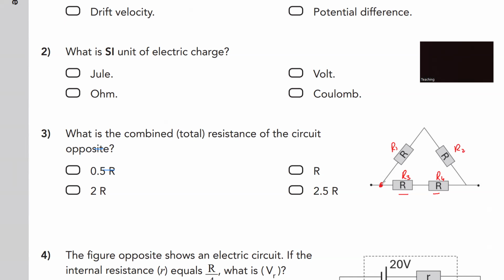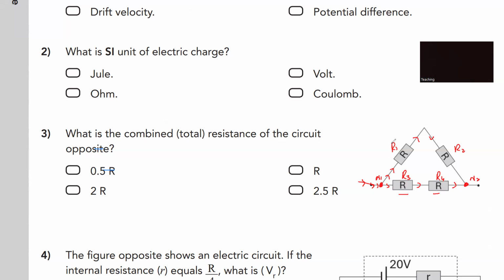We see that we have two nodes here. This we call node 1, and this we call node 2. Now remember one thing: when the current reaches node 1, it is divided into two parts. Some of the current passes through R1 and R2, and some of the current passes through R3 and R4.